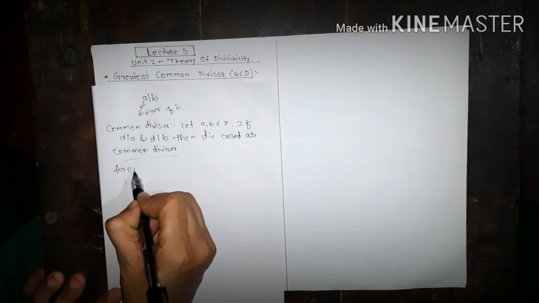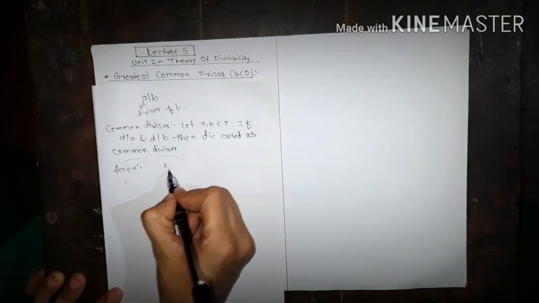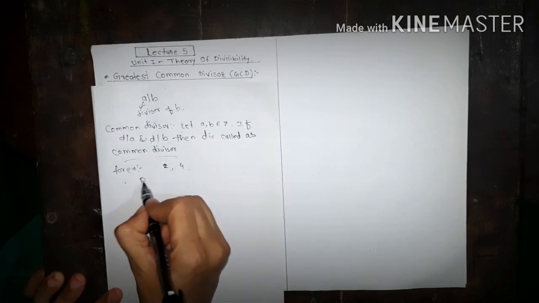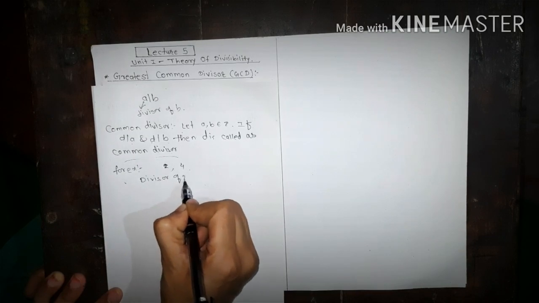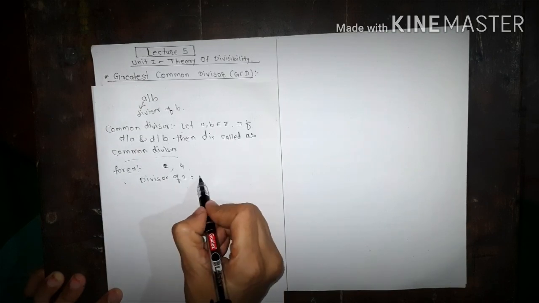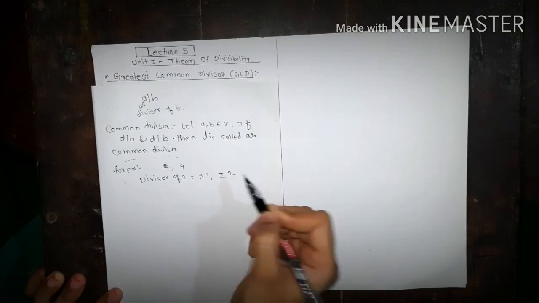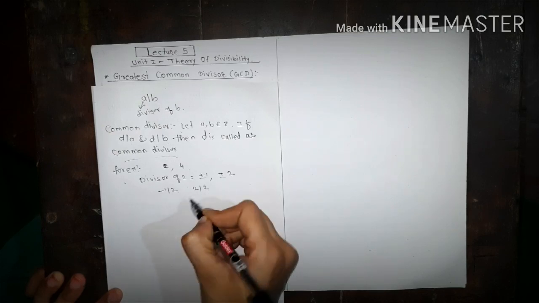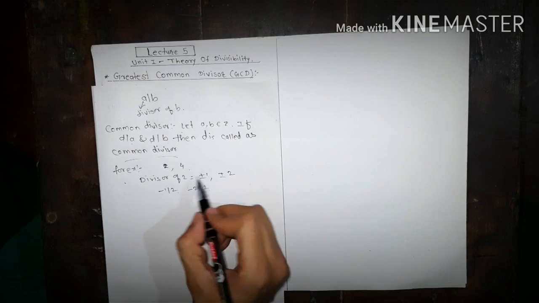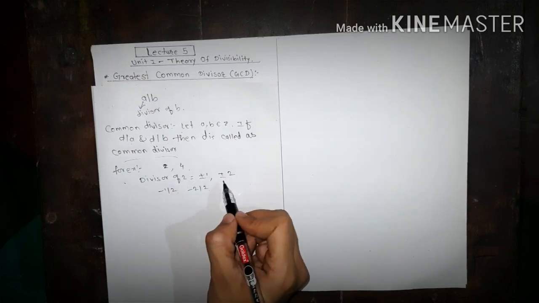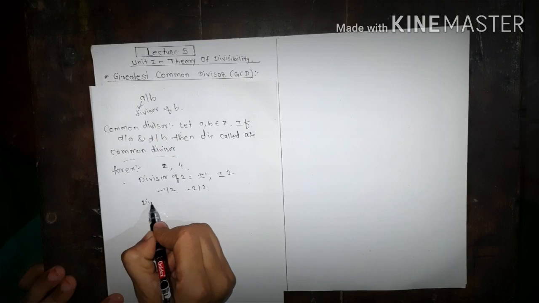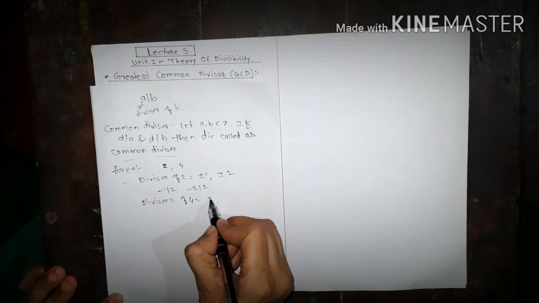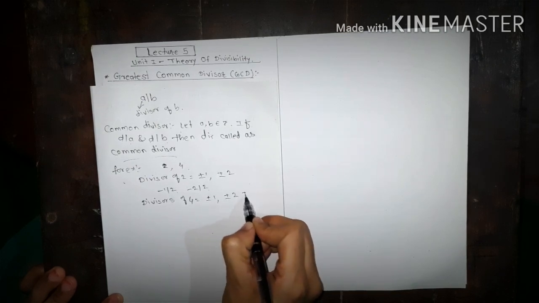For example, 2 and 4 are integers. Now what are the divisors of 2? Divisors of 2 are plus minus 1 and plus minus 2, because 1 divides 2, minus 1 also divides 2, 2 divides 2, and minus 2 also divides 2, right? So divisors of 2 are plus minus 1, plus minus 2, and the divisors of 4 are plus minus 1, plus minus 2, plus minus 4.